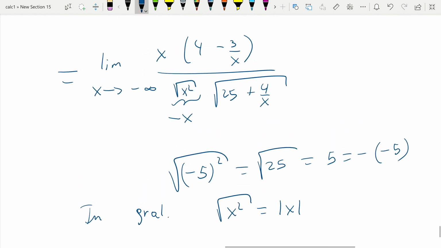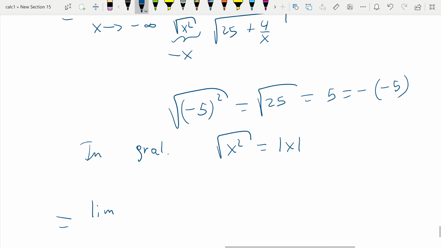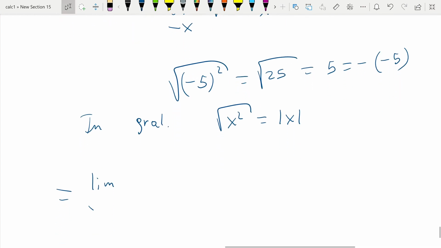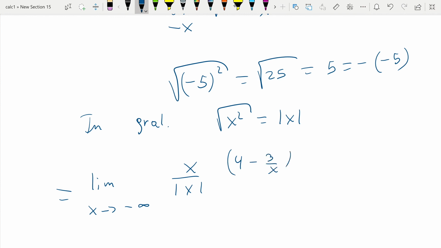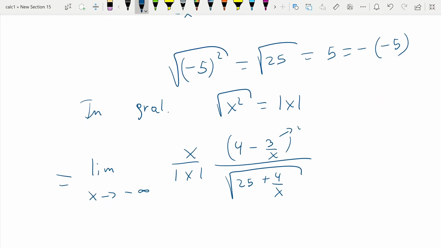So you basically need to take the limit when x approaches minus infinity of x over the absolute value of x times 4 minus 3 over x divided by the square root of 25 plus 4 over x. This still goes to 0. This still goes to 0. So this whole thing goes to 4 over 5.